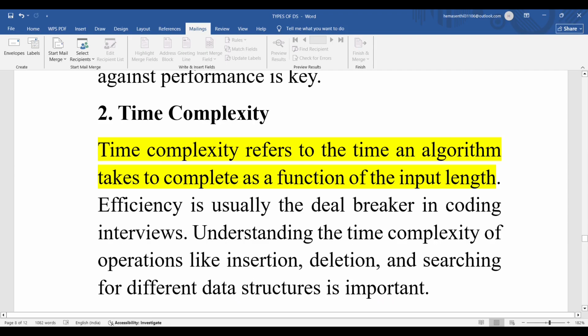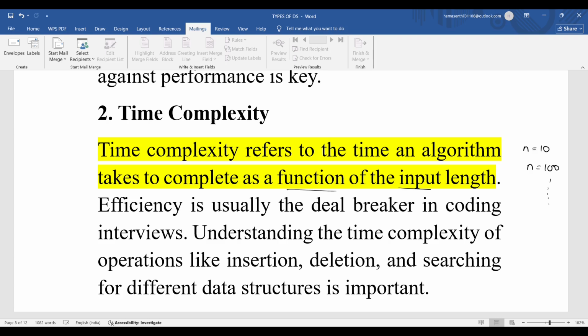Next, time complexity is a function of the input. For n equal to 10, the time requirement will be less. If n equals 100, it may increase. If the n value increases, the time also increases. That is what we mean by a function of the input length: based on that, the time taken will change. So it is very important.